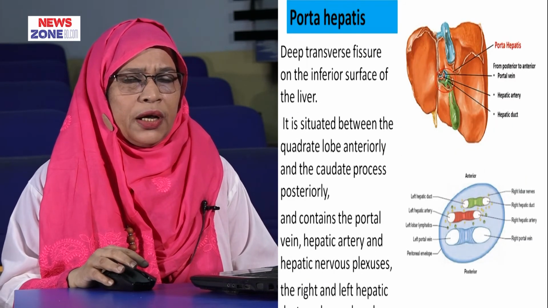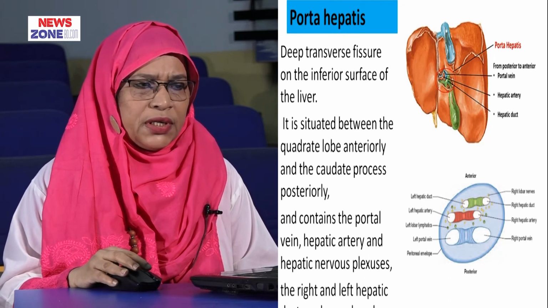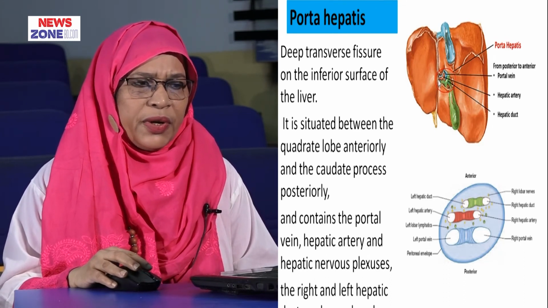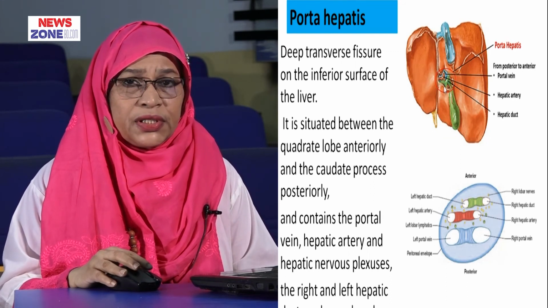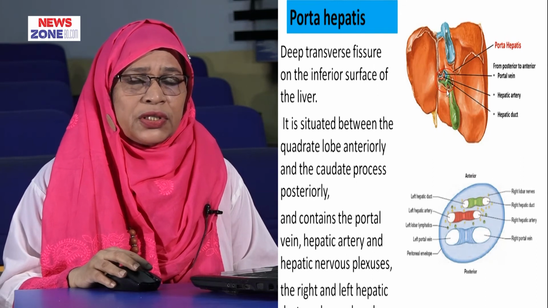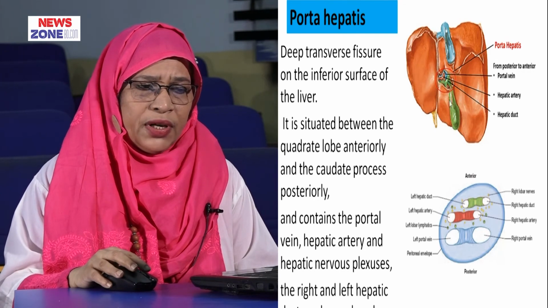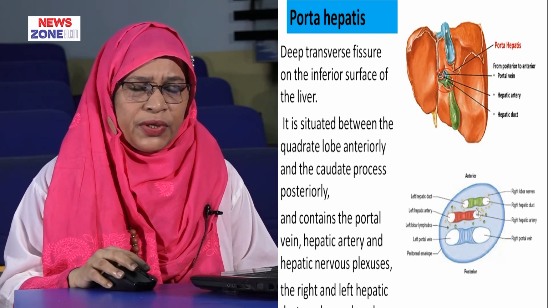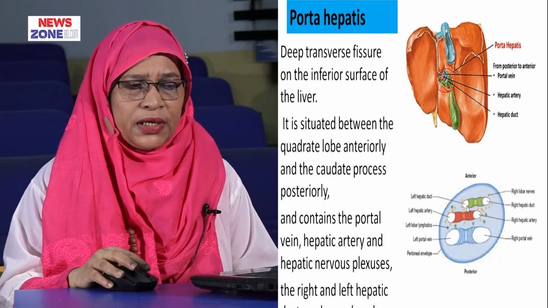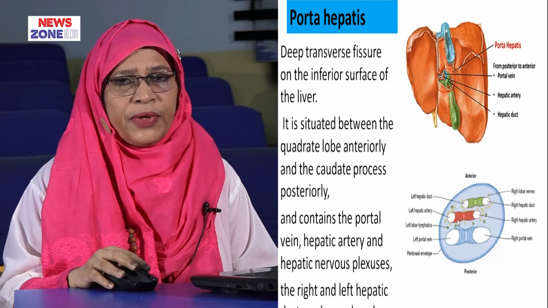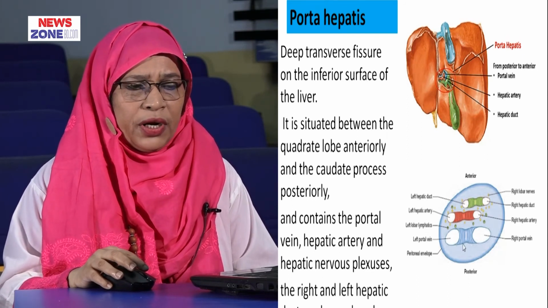Now the most important and special feature is the porta hepatis. It is the gateway of the liver. It is present between the caudate and quadrate lobes, and this is the transverse fissure. Through this fissure, structures exit and enter the liver. This figure shows the relation of the structures present in the porta hepatis. Anteriorly there are the right and left hepatic ducts, in the middle the right and left hepatic arteries, and posteriorly the right and left portal veins.